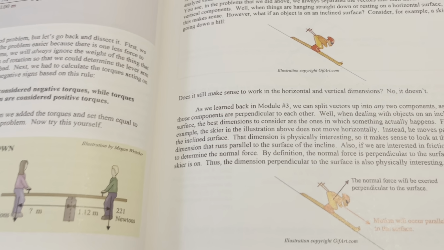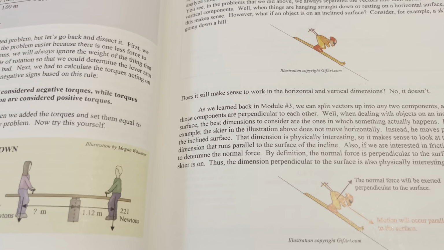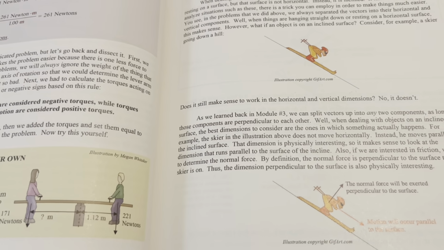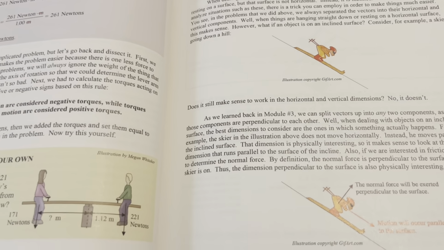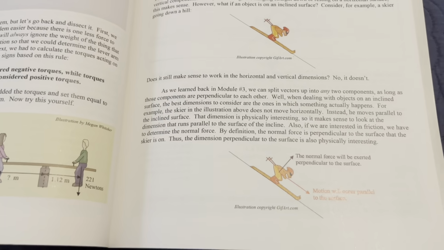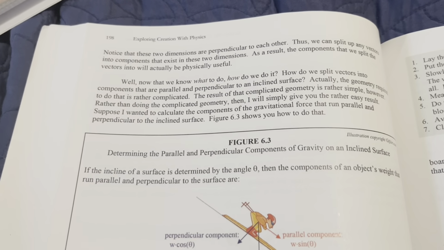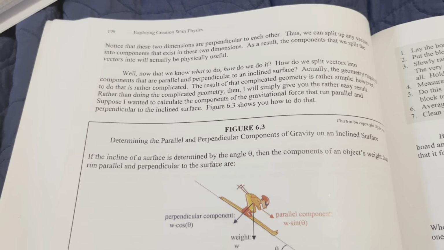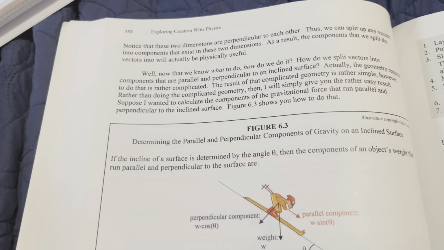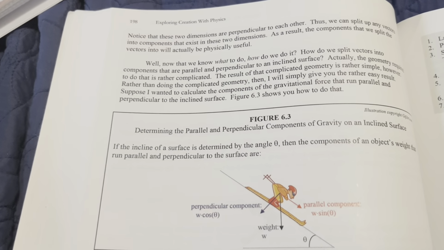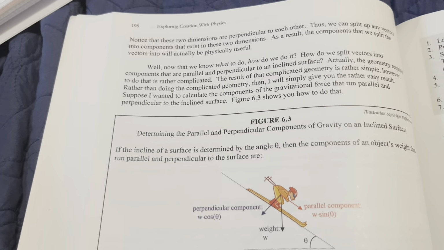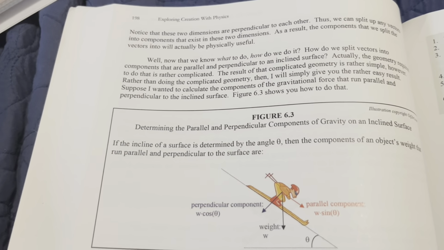And also, if you're interested in friction, you have to determine the normal force, right? So by definition, the normal force is perpendicular to the surface that the skier is on. So the dimension perpendicular to the surface is also interesting in these problems. And let me turn the page and we'll continue. And then just notice that the two dimensions we just mentioned are perpendicular to each other. So you can split up vectors into components that exist in these two dimensions, and they're going to be useful for these problems. Okay, so we're going to split vectors into components that are parallel and perpendicular to the inclined surface.